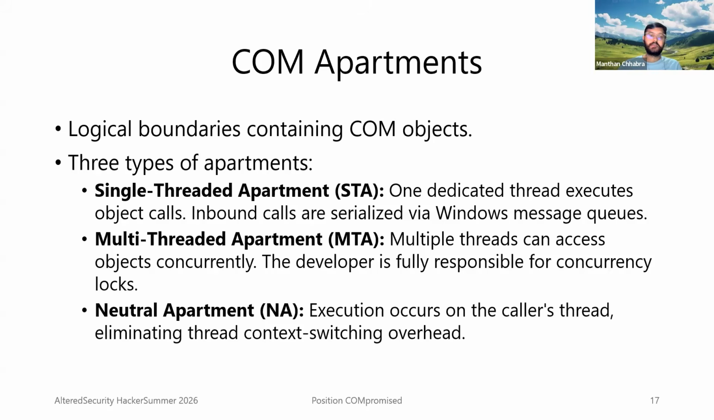Now, the neutral apartment solves this problem, right? It solves the latency problem that is being added through this context switching, right? So a COM object which is present in a neutral apartment does not have a thread affiliation. You could think of it as that, right? Let's say a thread calls an object, right? The caller's thread temporarily adopts the object and executes the code directly, right? So there is no context switching required at all, right?